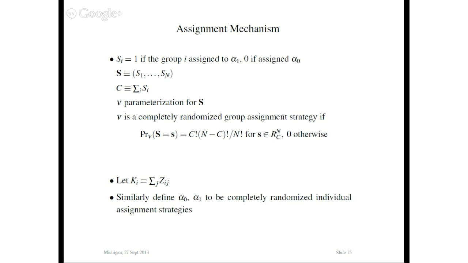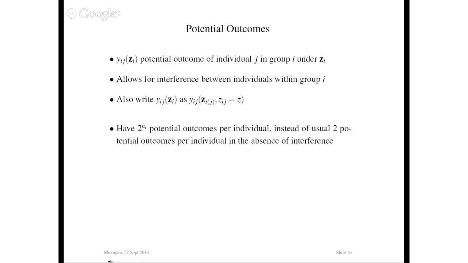And again, just to keep things really simple, I'm going to assume that at each stage of randomization, we have a completely randomized experiment. That just means that I'm going to assume this C is fixed by design, and that each of the N choose C ways of assigning C groups to allocation strategy alpha 1 occurs with equal probability. I'll let K_i denote the total number of individuals that are assigned treatment in group i, and again, conditional on what happens after the first stage of randomization, in the second stage we assume a completely randomized experiment. So this K_i is fixed, and each of the N_i choose K_i ways of assigning K_i individuals to treatment occurs with equal probability.